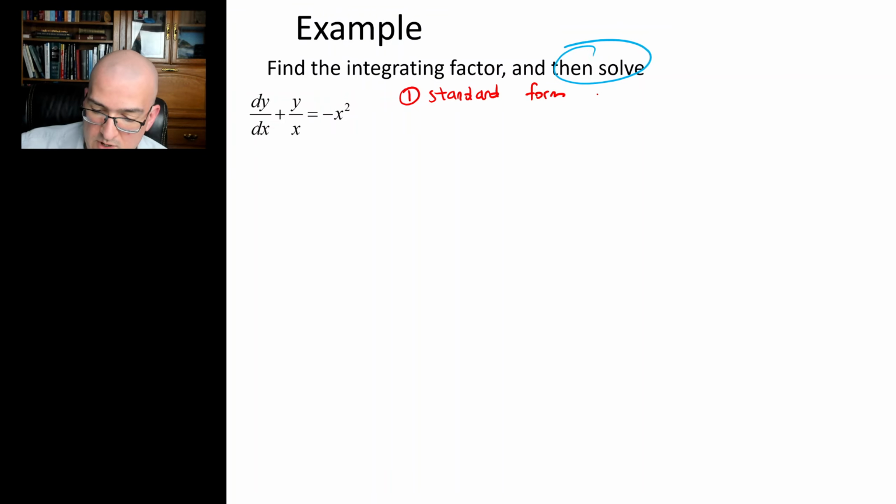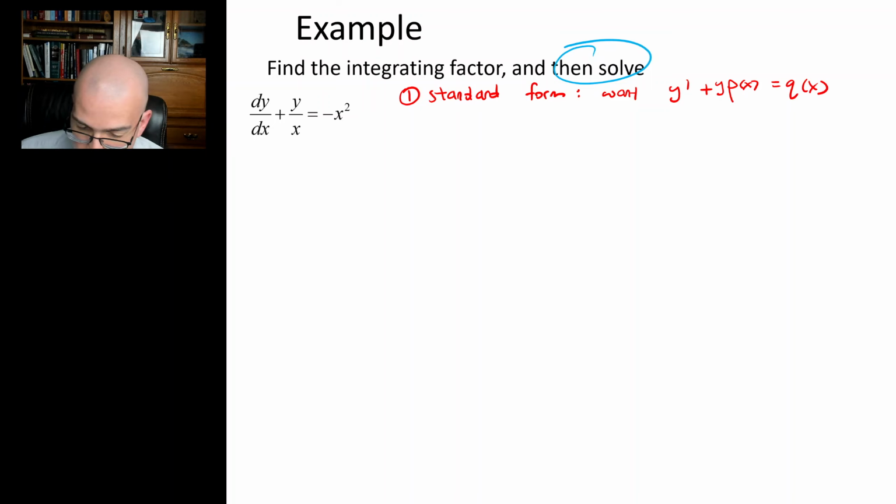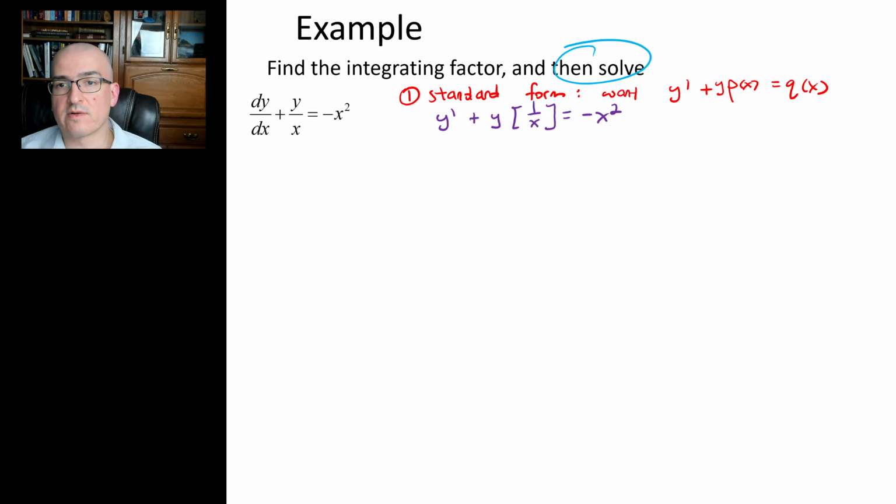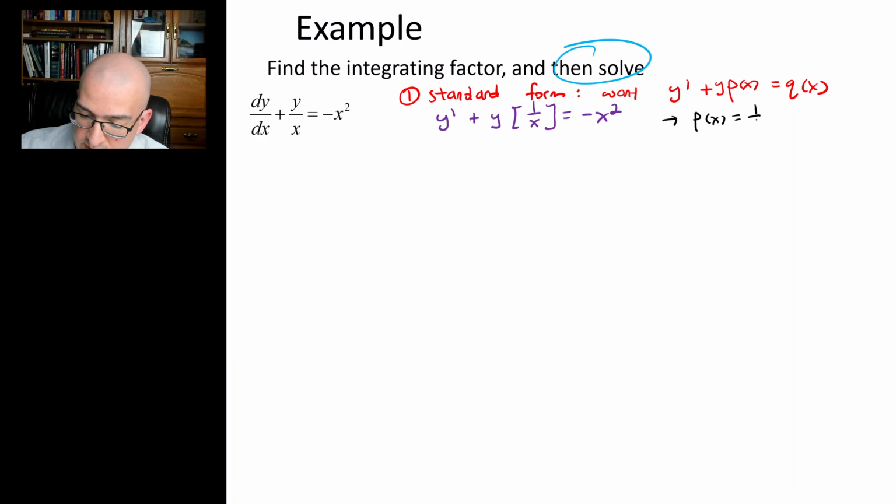So we want y prime plus y times p of x is equal to q of x. We don't quite have that. It's very close though. So we'll have y prime plus y times 1 over x is equal to negative x squared. That's all we had to do. Just factor the y out front. And it's otherwise in the correct format. So now it's standard form with p of x equal to 1 over x and q of x equal to negative x squared.